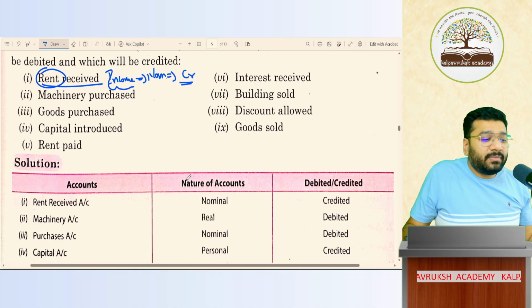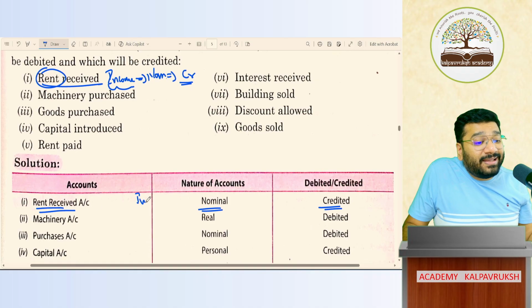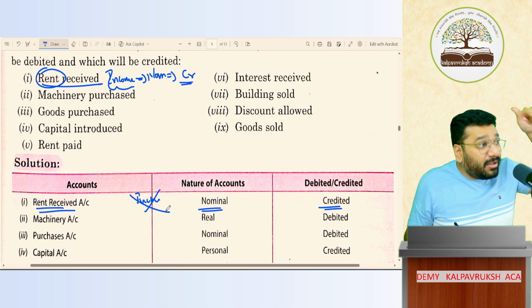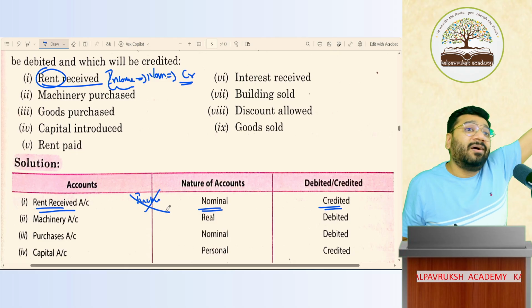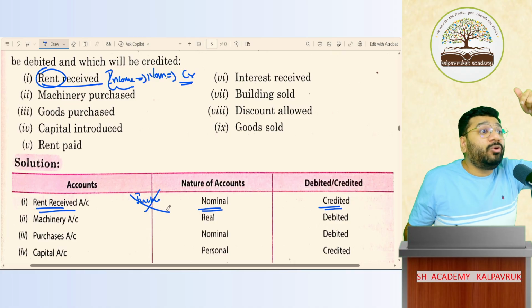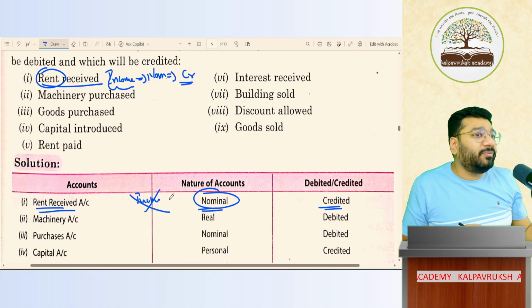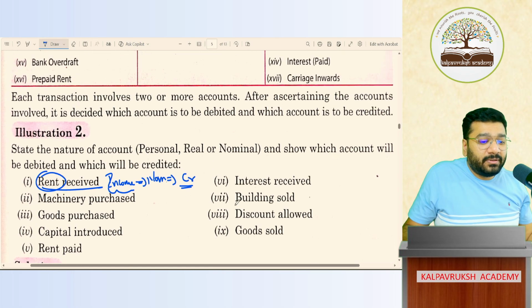Let's look into the answer. Rent received, nominal, credit. Nowhere have they used the word income, because income, expense, asset, liability is a classification as per the modern rule. But here they are very specific. They're telling us to classify as per the golden rule. So what will you do? Take it as nominal. Got it, not got it? Clear or not clear? Next.